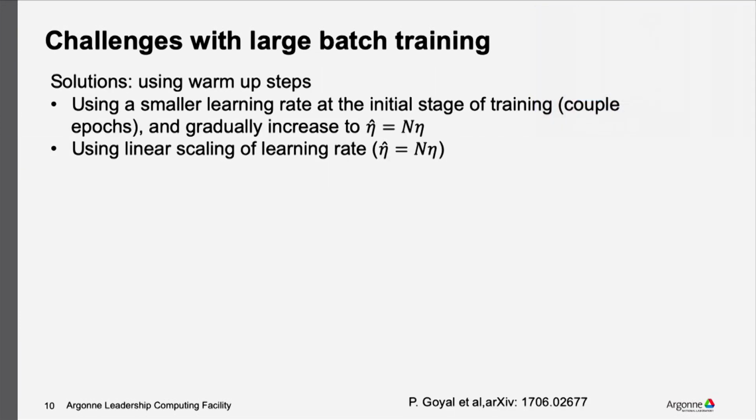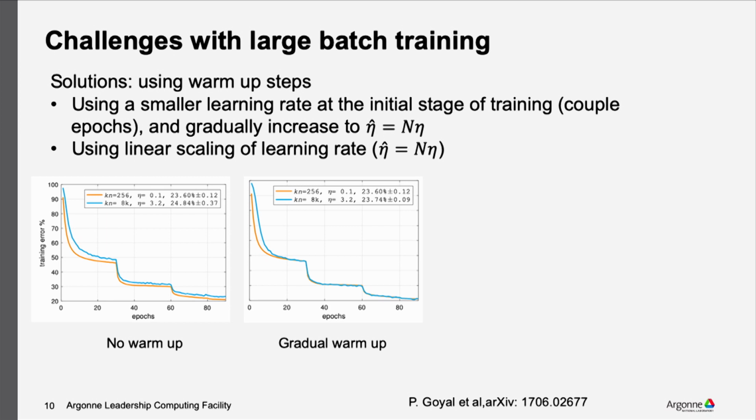So these are the challenges, so people have proposed to use warm-up steps. Basically, in the initial stage, because it's not stable, we use a small learning rate and then gradually increase to a large learning rate. After this warm-up step, this solves these two issues simultaneously. It stabilizes the initial stage of training and also avoids this generalization gap.